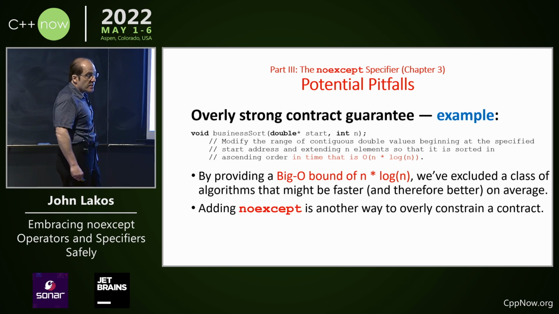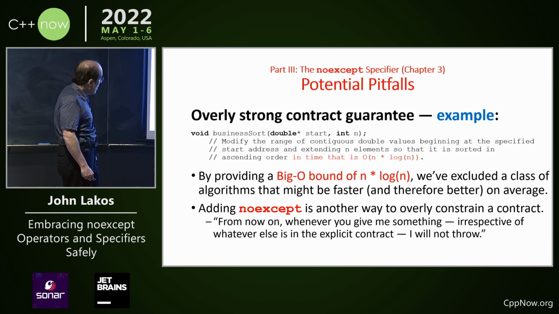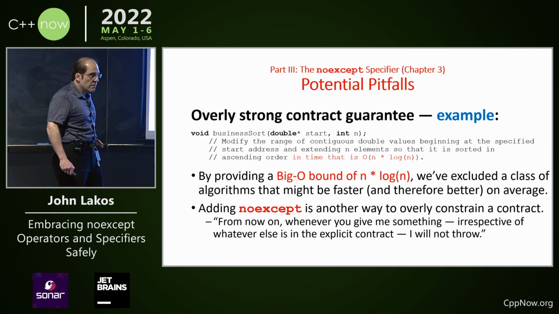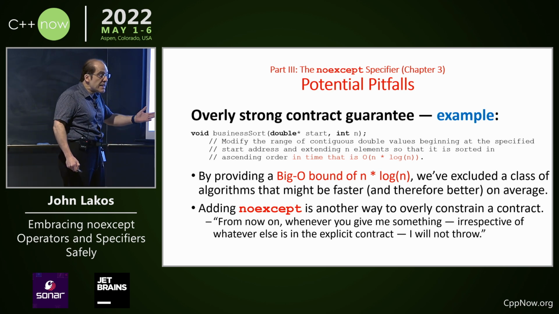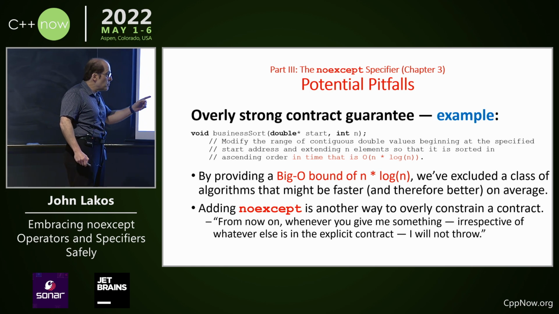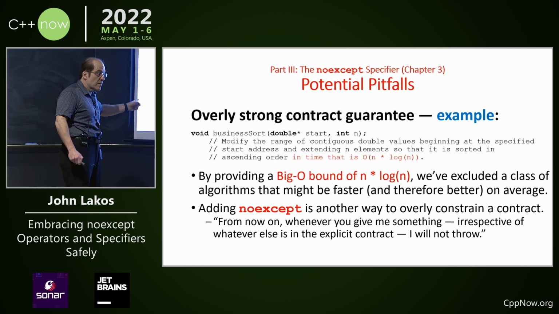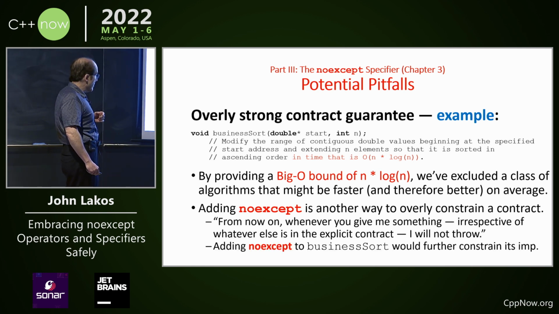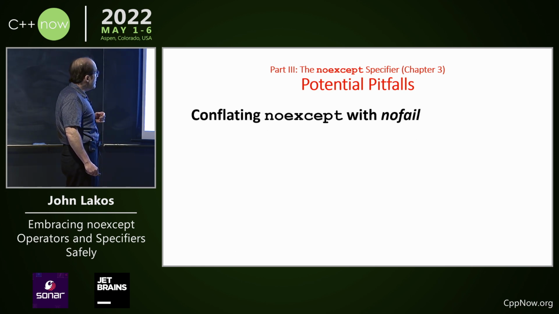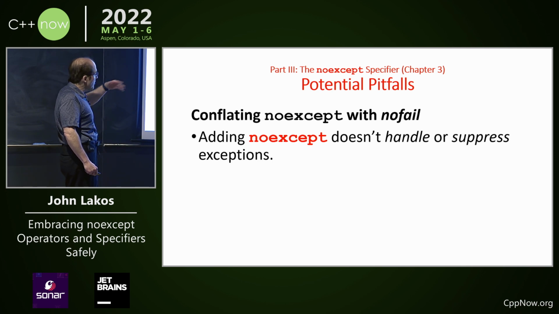And I'm saying adding noexcept is another way to constrain a problem like that. From now on, whenever you give me something, irrespective of whatever else is in the explicit contract, I will not throw. Who cares? There has to be a reason for that. If there's no reason to put that in other than it happens to be true, no. So now, I really do want to get to the point about, well, there's one more thing, no fail.